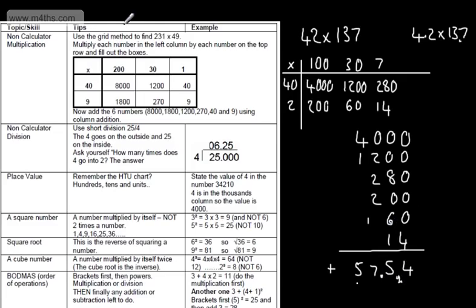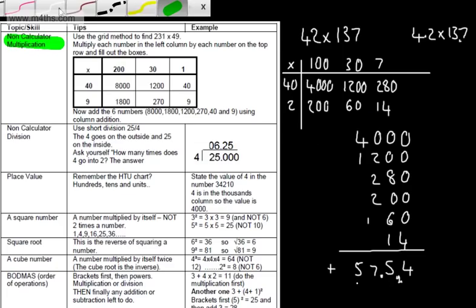So that now is the non-calculator multiplication. So that one now is sorted. Let's go ahead and do that. So this is a typical 3-mark question in an exam.